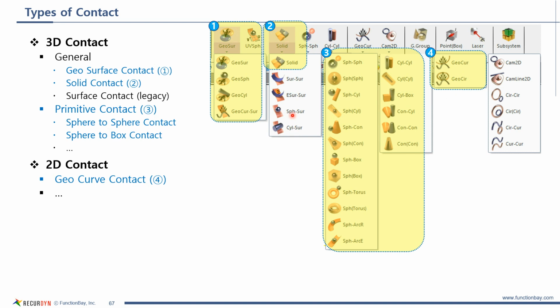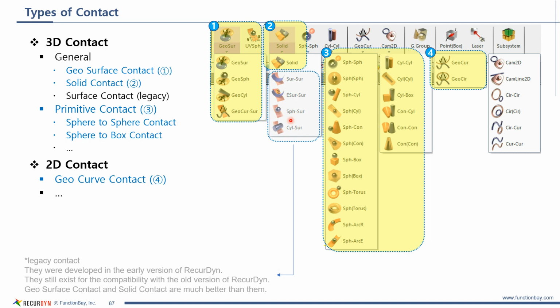These 4 contacts are legacy contacts which were developed a long time ago. They exist for compatibility with the old version of RecurDyn or for the student version of RecurDyn.